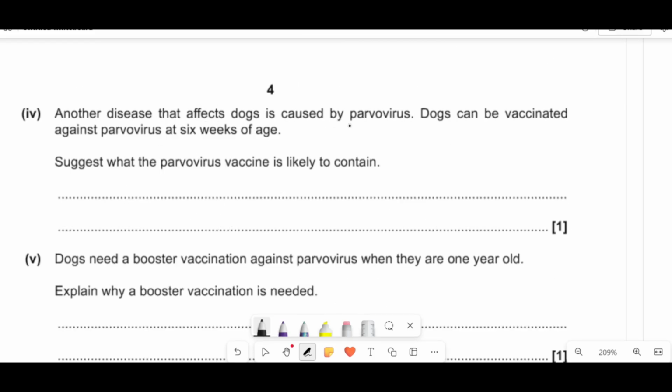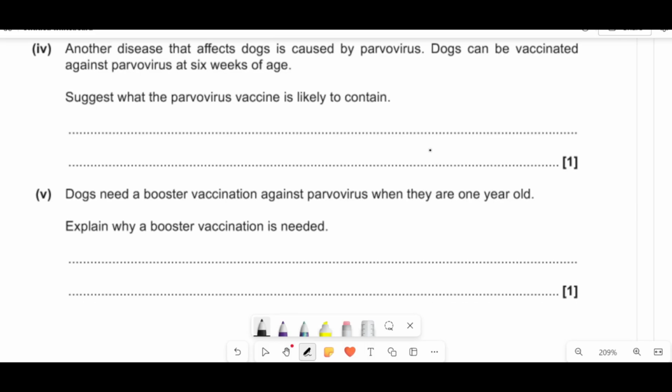So another disease that affects dogs is caused by parvovirus. Dogs can be vaccinated against parvovirus at 6 weeks of age. Suggest what it's likely to contain. Whenever you want a vaccine, the entire point is you want to inject an antigen, because a foreign antigen is the key thing that will stimulate an immune response. So foreign antigen stimulates an immune response. Not just the pathogen, because it's the foreign antigen on the pathogen, or a toxin acting as a foreign antigen, or a cancerous cell that has mutations changing the proteins in it that act as foreign antigens.